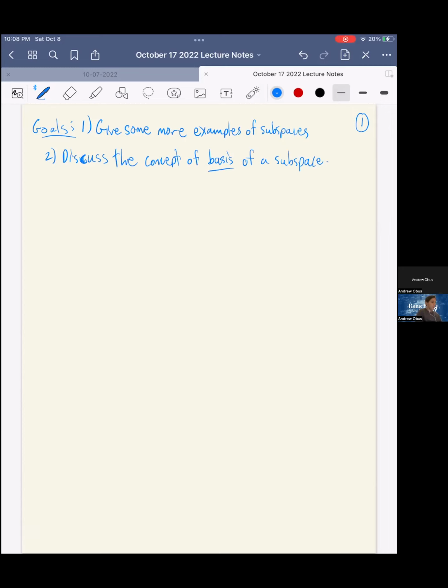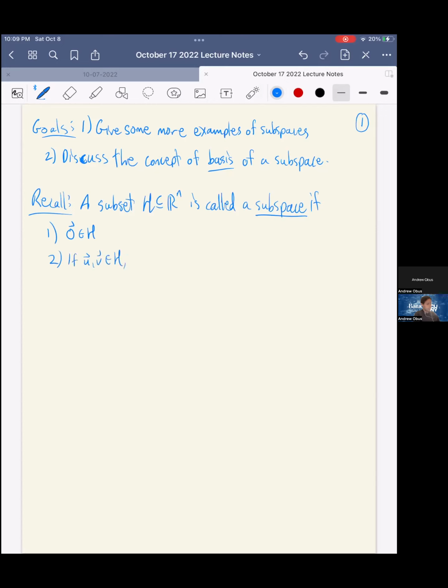So I'm going to start by just recalling the definition of a subspace. A subset H in Rn is called a subspace if three properties hold. The first property is that the zero vector has to be in H. The second property is that if you have two vectors u and v in H, then their sum, u plus v, has to be in H as well. This is sometimes called closed under addition.